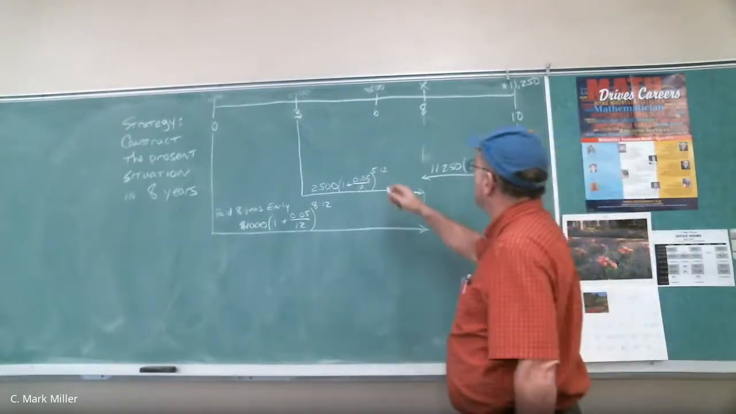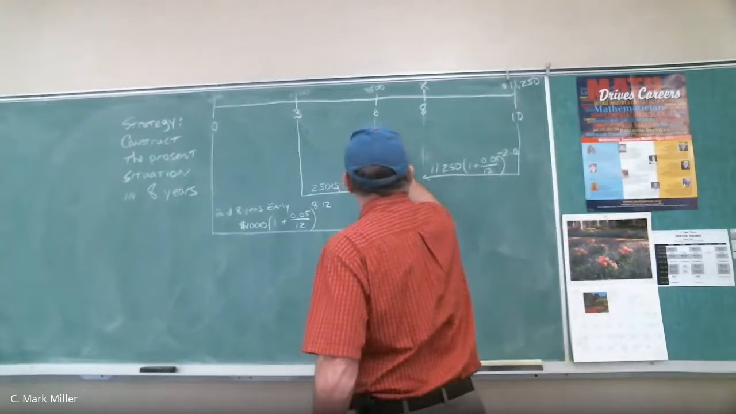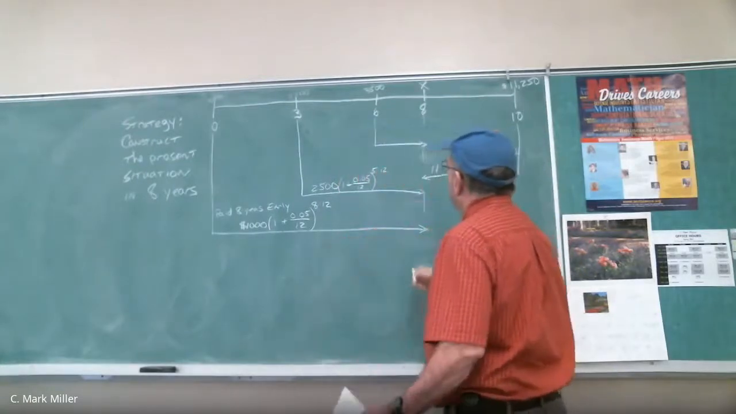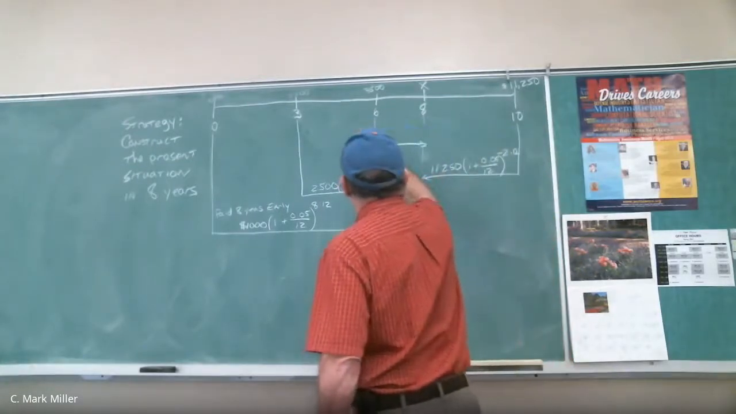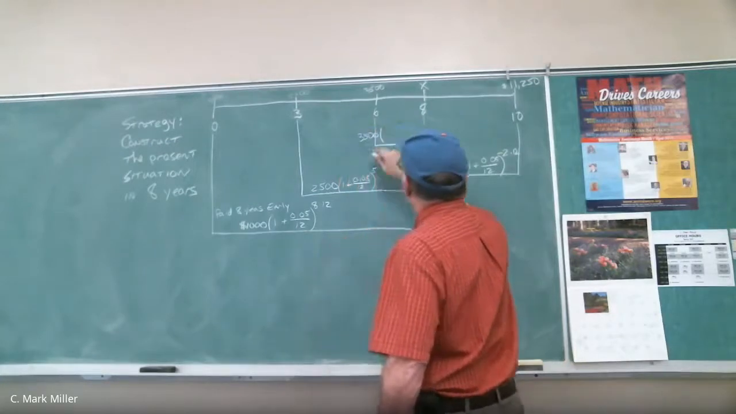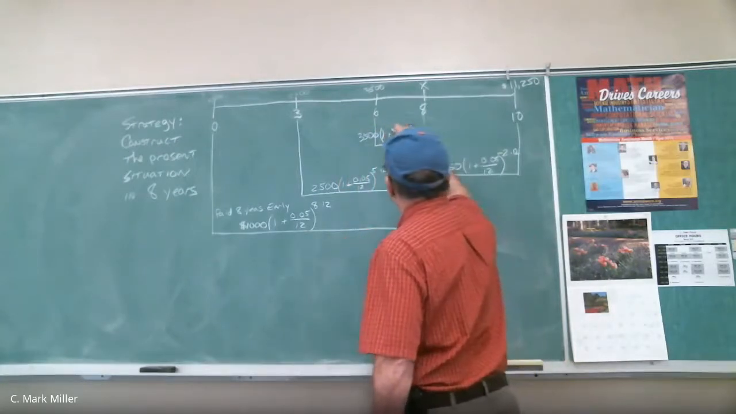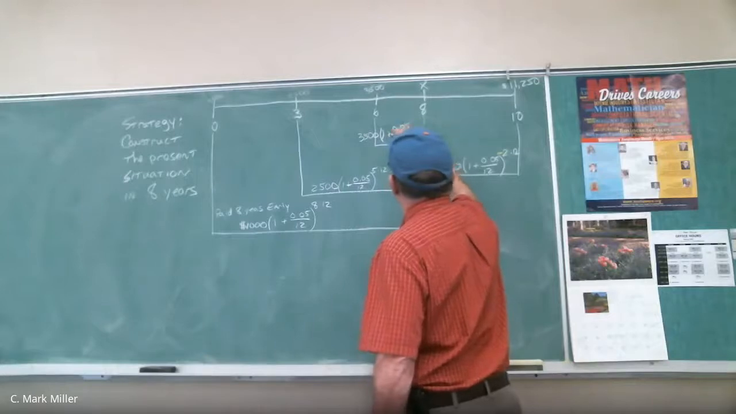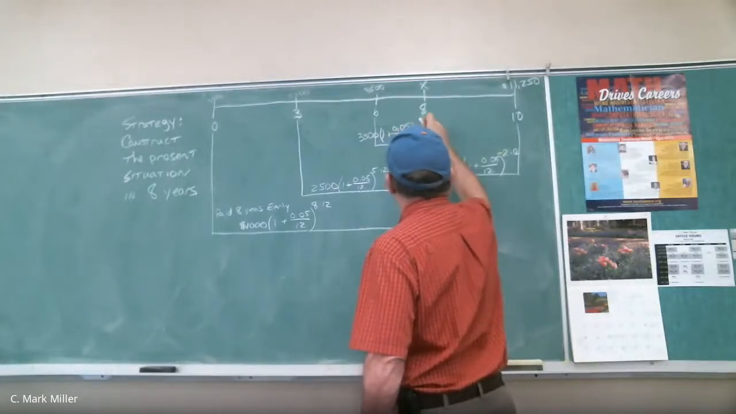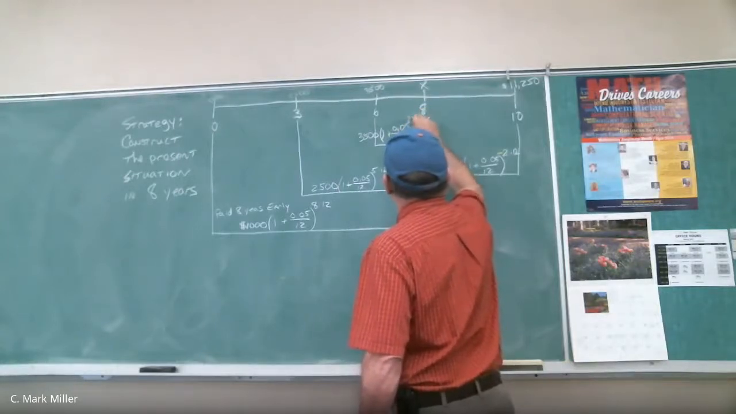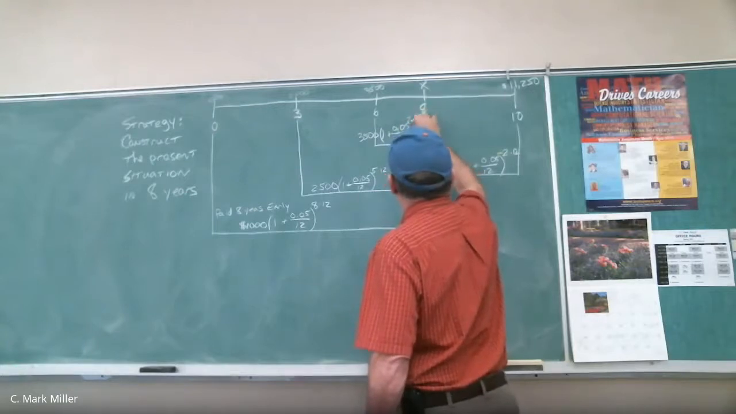And last, I have this here that's getting paid 2 years early. And that's going to be 3,500 times (1 plus 0.05 divided by 12) to the 2 times 12 power.